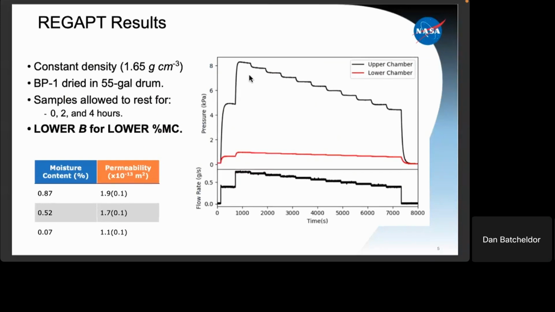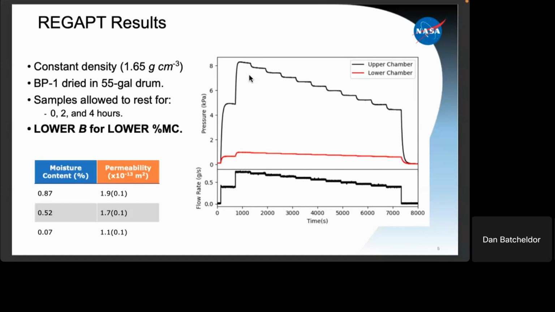So here on the right is our plot of the upper chamber pressure in black, and then the lower chamber pressure in red, and you can see how that differential pressure changes as we change the flow rate, which is in the lower panel of the right-hand plot there. So the density that we loaded the BP1 that we tested to inside our test chamber is representative of the upper layer of the lunar surface, 1.65 grams per cubic centimeter.